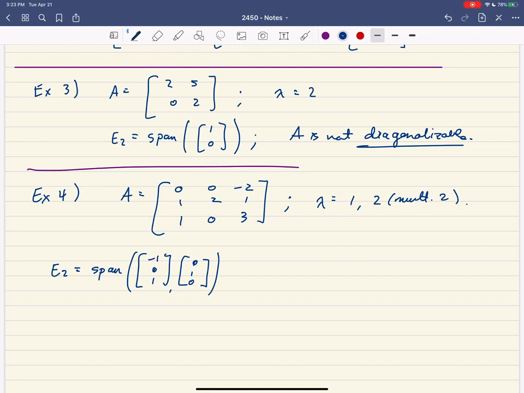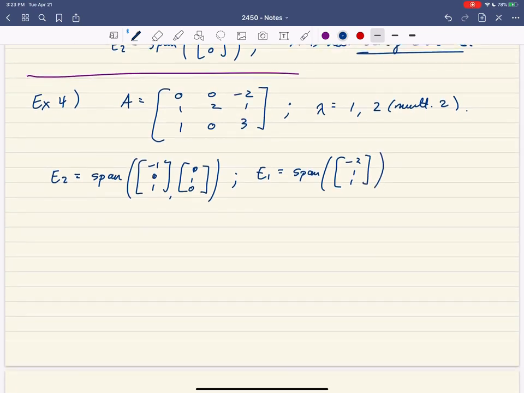So E2 is the span of those two vectors. I should also add that E1 we determined was the span of the vector -2, 1, 1, or really any non-zero multiple of that vector would work. And therefore, the matrix P that we're going to use to diagonalize the matrix A is going to be -2, 1, 1, -1, 0, 1, 0, 1, 0.